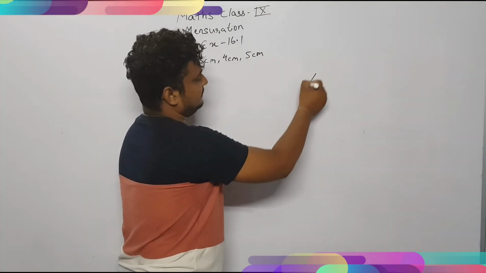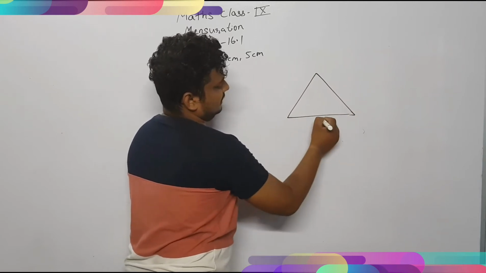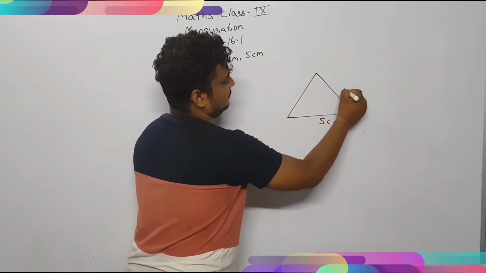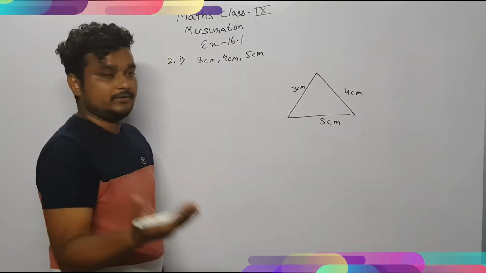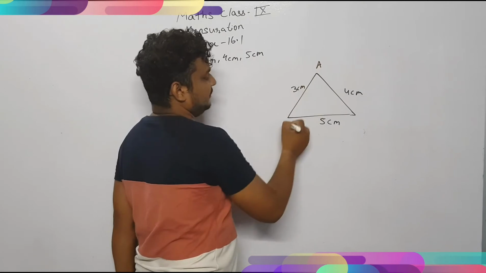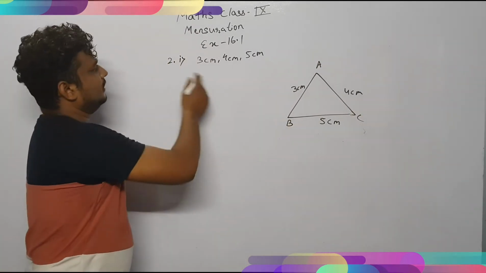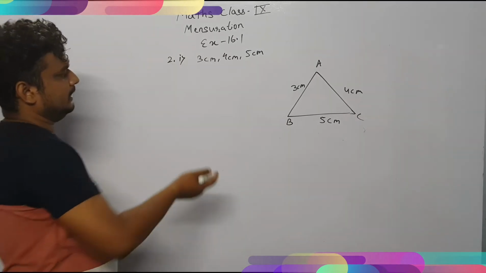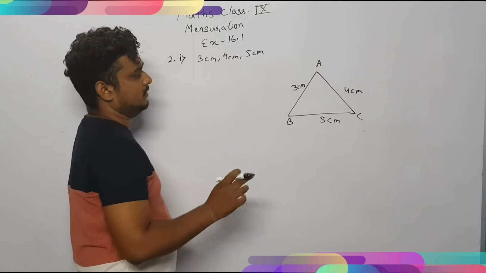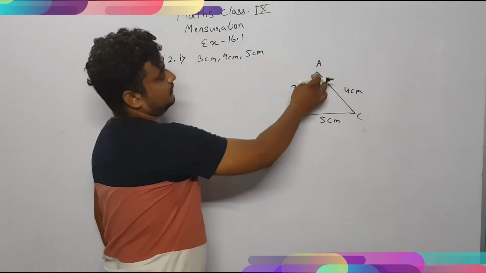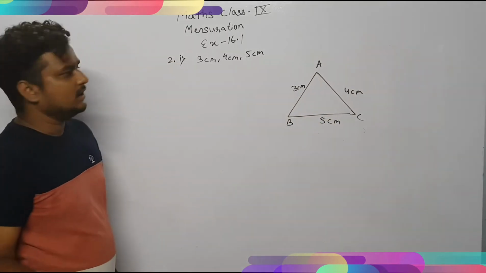So further for this particular triangle, we need to find the area only. 5 centimeter, 4 centimeter, 3 centimeter. Randomly I have given, it is not given anywhere which side is what length. So here you can see that we are going to use Heron's formula. Why Heron's formula? Because we don't know the height and all three sides are given, that's why we are going to use Heron's formula.